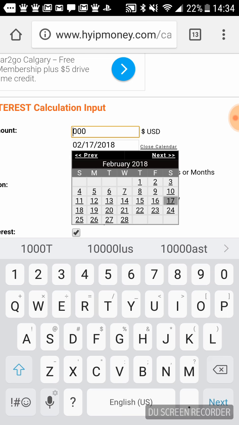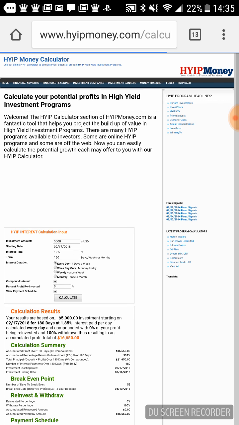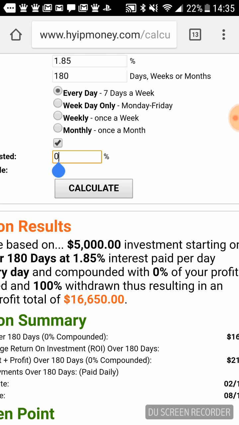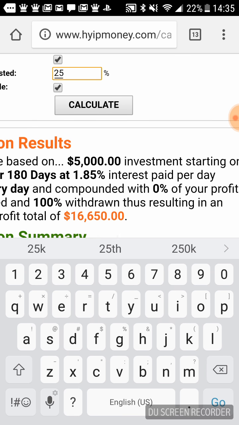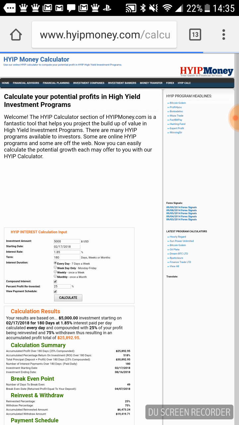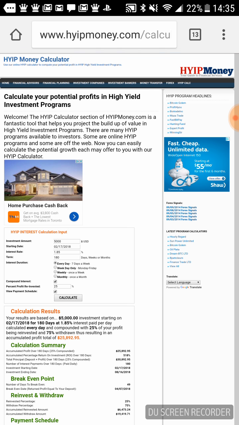Let's see what happens with 5,000. Why not? So now what I'm doing is I'm going through and I'm looking for the little baby increase. And I'm just like, you know what? Over 6 months, I don't really want to risk. Okay, so here we go. There's a $9,000 increase over the course of 6 months. So that's an extra $1,500 a month.